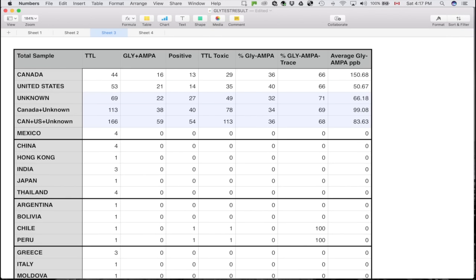And then the percentages change. The number of samples out of these 113 that have some toxicity is 78. The percentage that has AMPA and glyphosate is 34, and the percentage that has some glyphosate in it is 69, and the average parts per billion figure comes down from 150 to 99, which is still about twice as much as the United States.